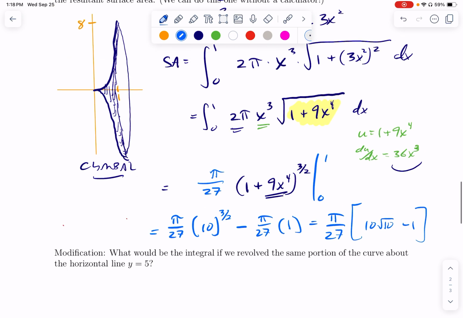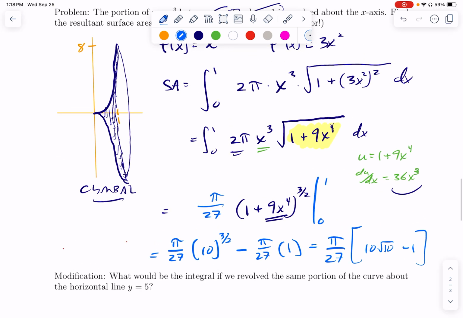Maybe not a very easy number to wrap our heads around, but you could plug that in your calculator and get a numerical value. Even if you did, it's very hard for us to guess what this is. I think people have pretty poor intuition about surface area. So you really have to just trust this formula.